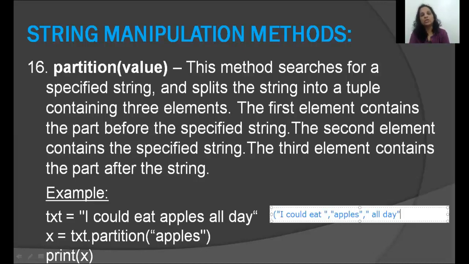The first string is everything that appears before that value, and the third string is going to be everything that appears after that value. Now, suppose you partition on a word that doesn't exist. Then the first string is going to be the entire string as it is. The second and the third strings in the tuple are going to be empty strings, because you did not have that word, and secondly, you did not have anything after that word. So the second and the third strings are going to be empty.